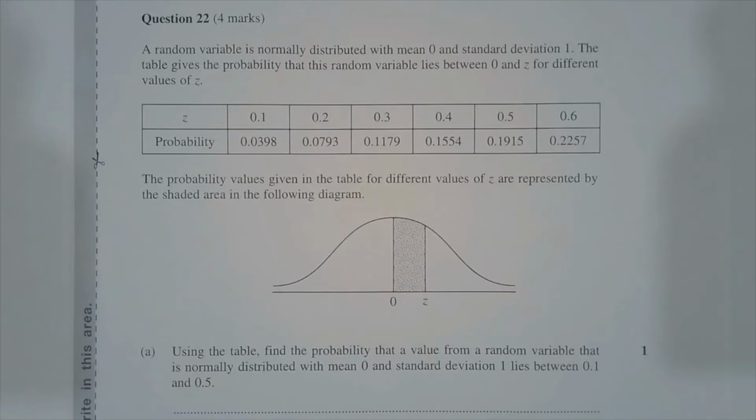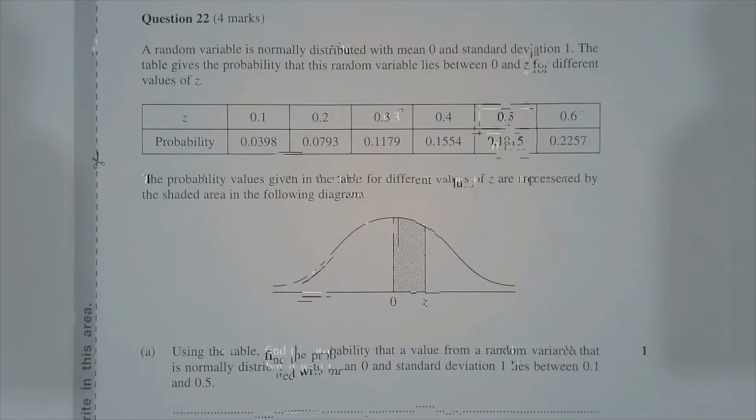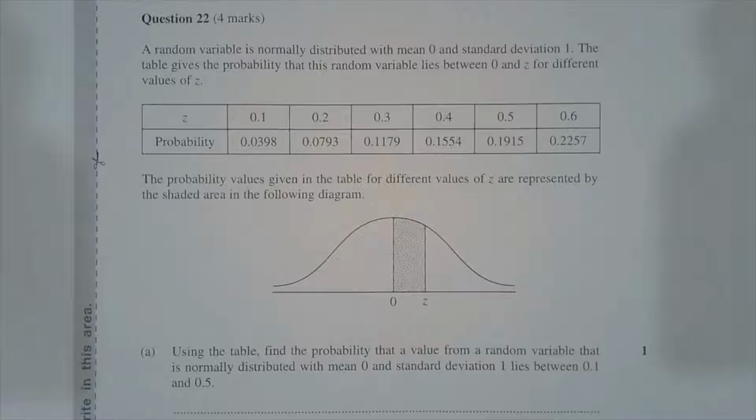Question 22. A random variable is normally distributed with mean 0 and standard deviation 1. The table gives the probability that this random variable lies between 0 and z for different values of z. The probability values given in the table for different values of z are represented by the shaded area in the following diagram. Part A. Using the table, find the probability that a value from a random variable that is normally distributed with mean 0 and standard deviation 1 lies between 0.1 and 0.5.